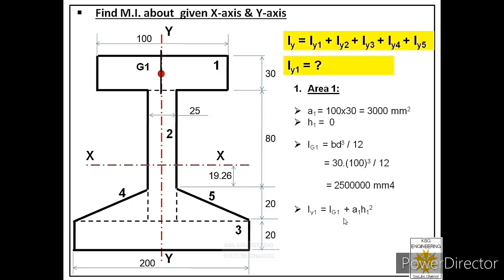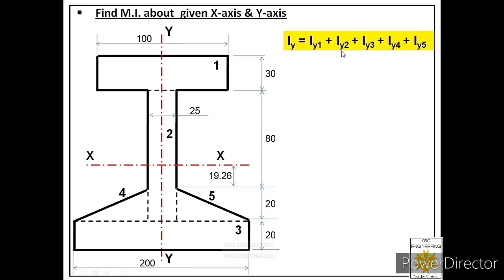So that will be equal to Ig1 plus A1 H1 square. We know H1 is 0. It means Iy1 will be equal to Ig1 only. Now we have found the first unknown, that is Iy1. Now we will move to the second unknown, that is Iy2.